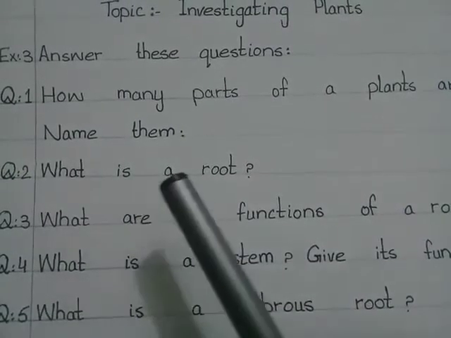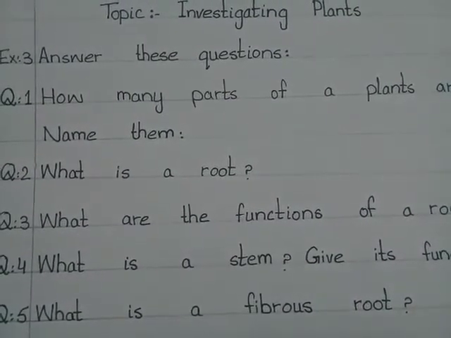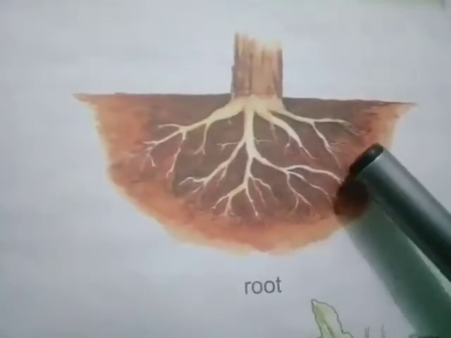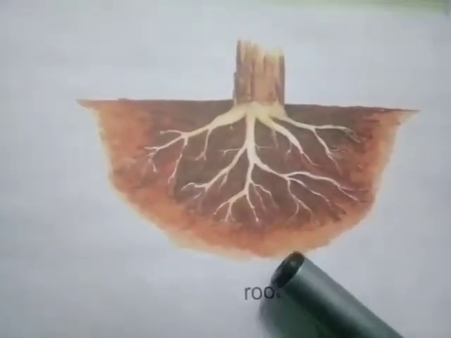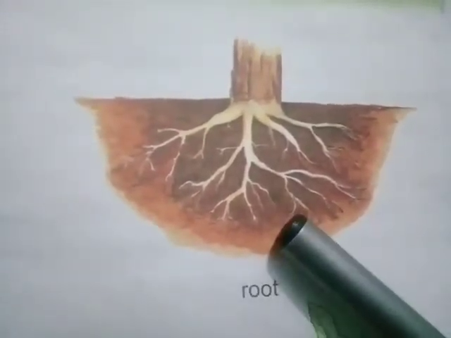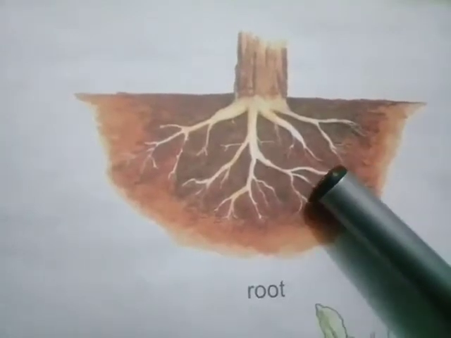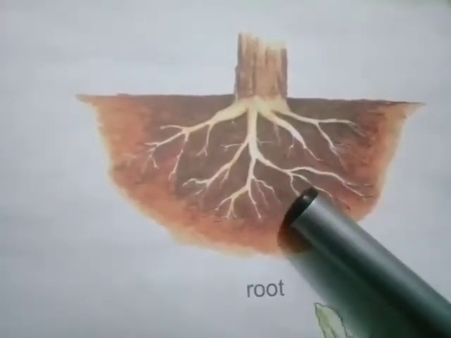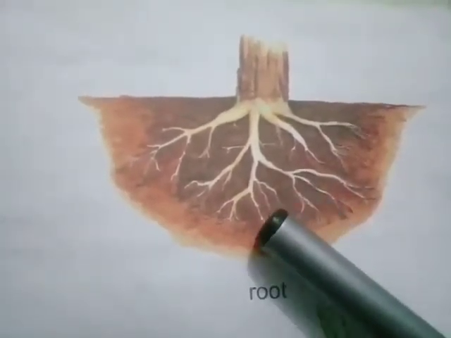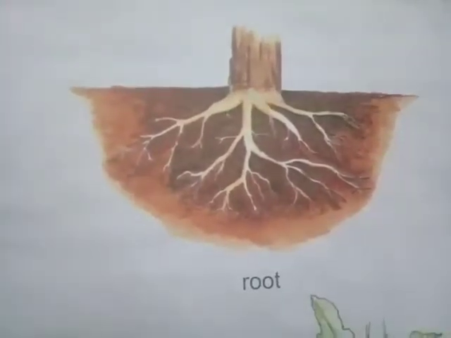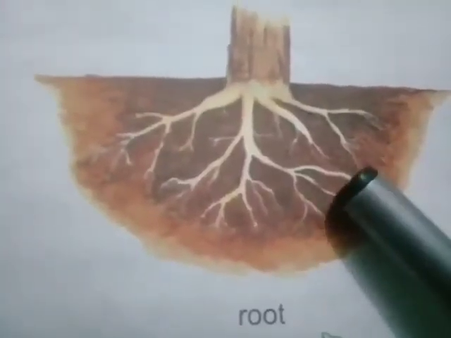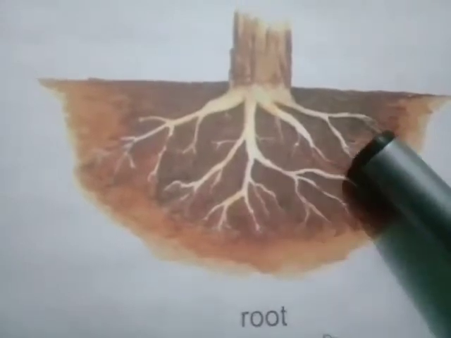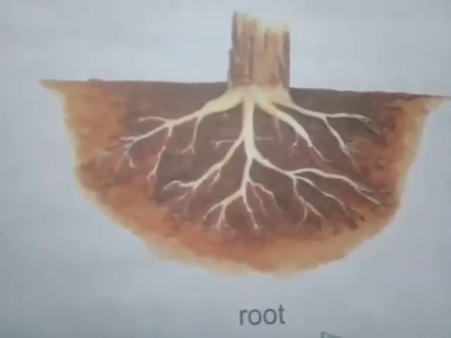Question number 2 is, what is a root? Roots of most plants grow in the soil. Roots are of different kinds. Some plants have thick roots that go deep into the soil. Other plants have a number of thin short roots. Look in this picture, roots have tiny root hairs on them.